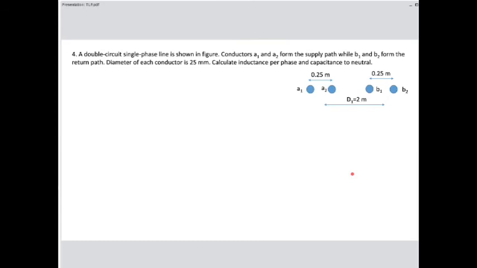So it's the same thing here, but the configuration is different compared to the other one. We have two conductors for each phase, meaning supply path and return path. A1, A2 was the previous case as well; B1, B2 forms the return path. The distances are given from center to center. It's a horizontal configuration for A1 to A2 and B1 to B2. You have to find the inductance and capacitance to neutral. The diameter of each conductor is given.